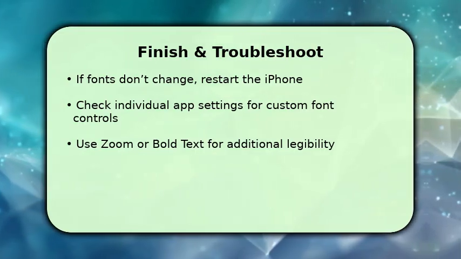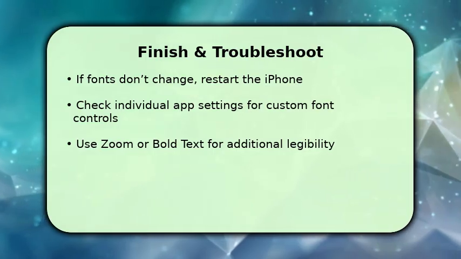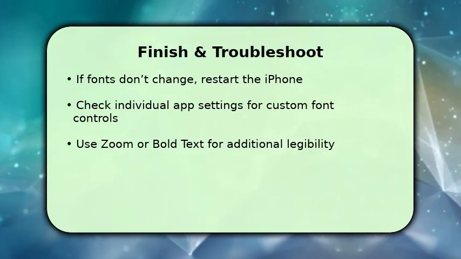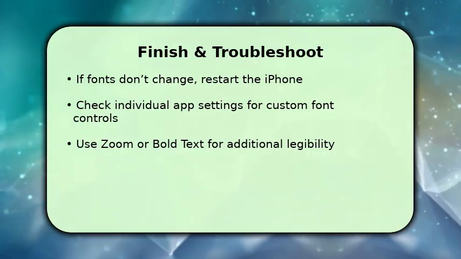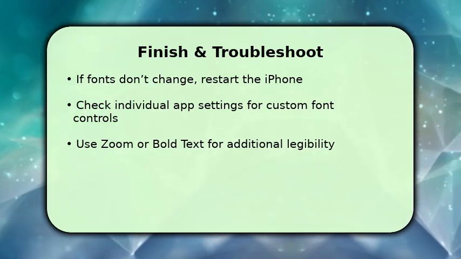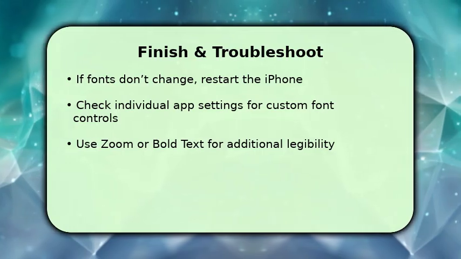Make sure apps aren't overriding dynamic type. Open an app's own settings if needed. If you still need larger type, enable bold text or use zoom for magnification. Both combine well with text size. One troubleshooting tip: if a third-party app shows tiny text, update the app or contact its support, because the issue is often app-specific.